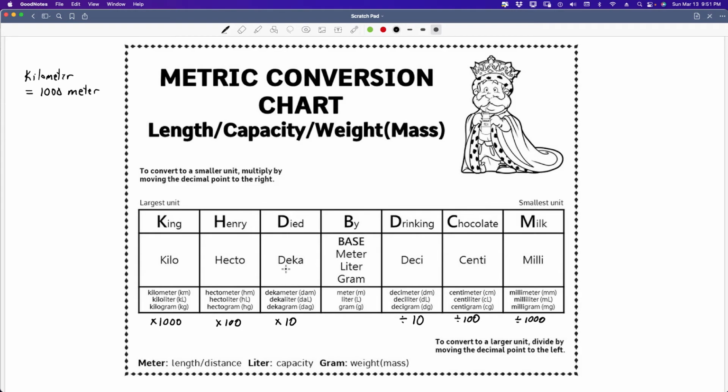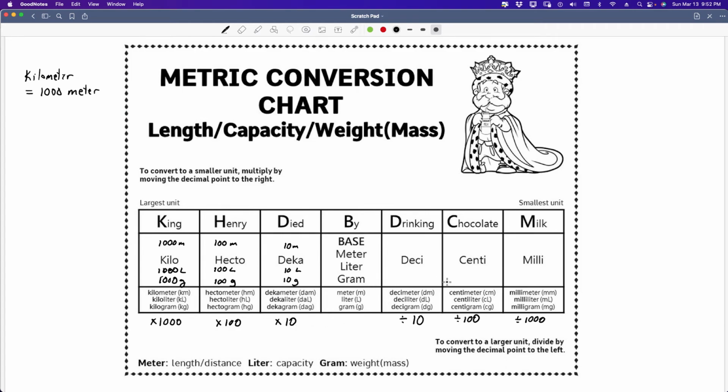So this is going to be 10 liters, 10 grams, and 10 meters. This would be 100 meters, 100 liters, and 100 grams. This is going to be 1,000 meters, 1,000 liters, and 1,000 grams. That's what the kilo is.